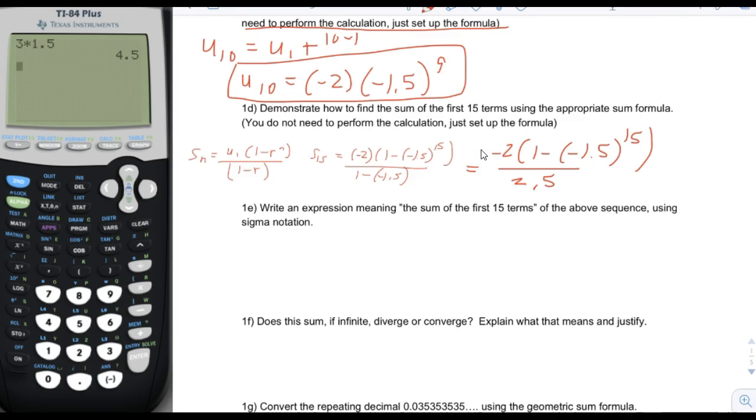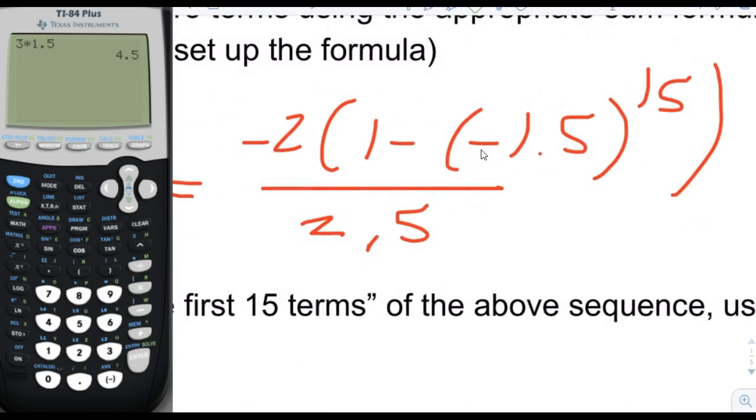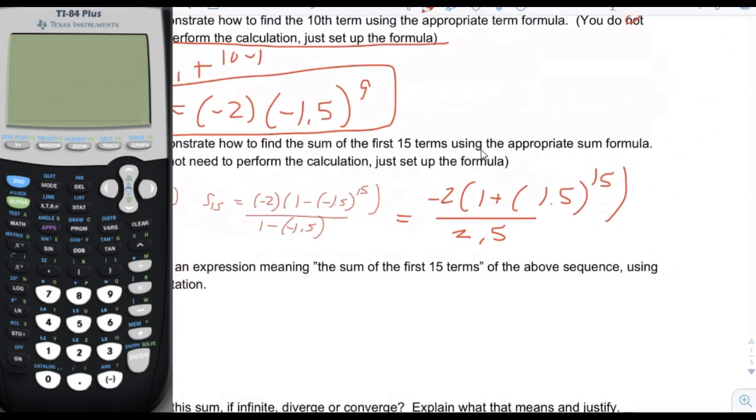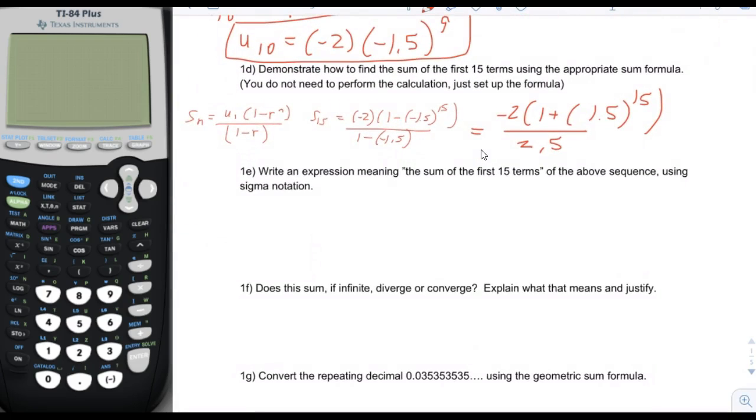The only thing we might do is take the negative sign out of this parentheses here. Since if we multiply the negative sign times itself 15 times, it's going to be negative, we could put it outside the parentheses, and since we put it outside, we could just make this into a plus. Okay? In the end, we're going to have a negative out there anyway with the negative 2, right? So that's all you need to do.